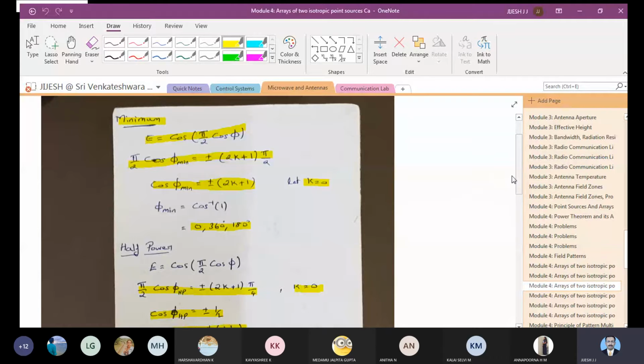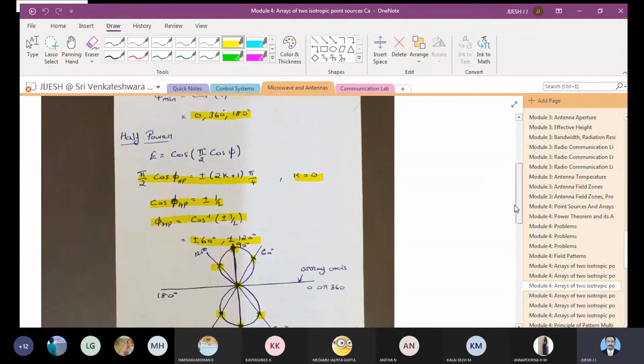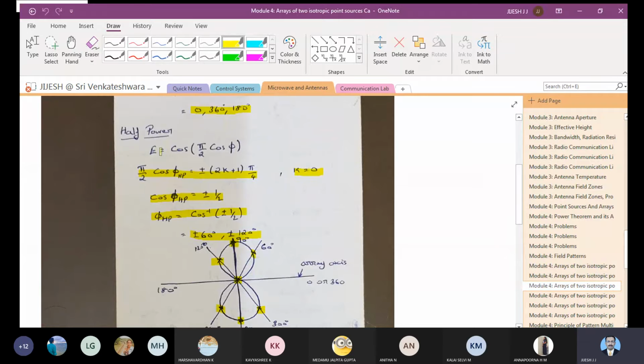Also, you need to do the half power. To find out the half power, you have to go for the equation pi by 2 cos phi at half power is equal to plus or minus 2k plus 1 pi by 4. And when you do the simplification, you get the values at plus 60, minus 60 and plus or minus 120 degrees.